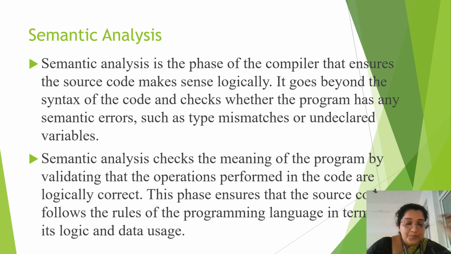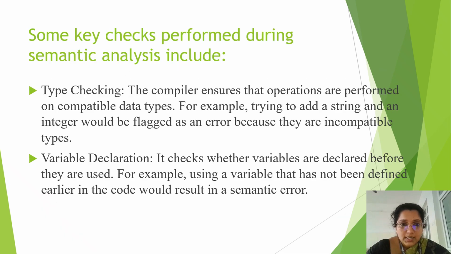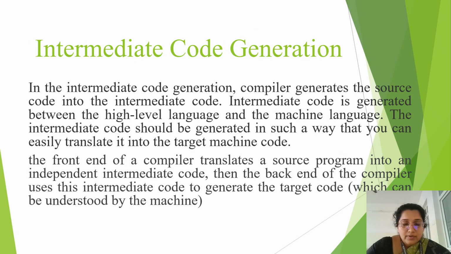Next, semantic analysis. The third phase of the compiler is semantic analysis. Semantic analysis is the phase of a compiler that ensures that the source code is well behaved, well arranged. In semantic analysis, it involves type checking and variable declaration. So what is type checking? It defines what data type a value consists of, and variable declaration checking finds out whether the variable is declared before or not.